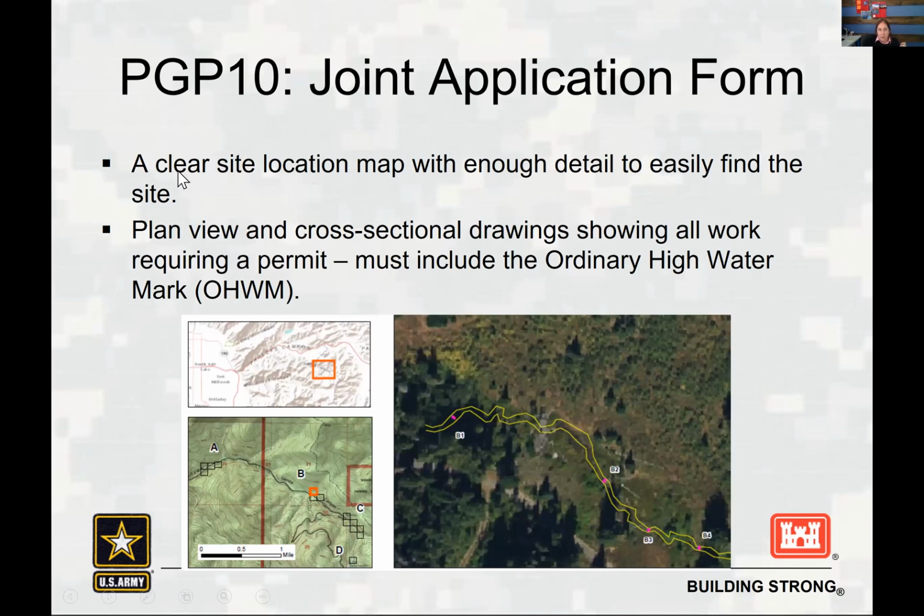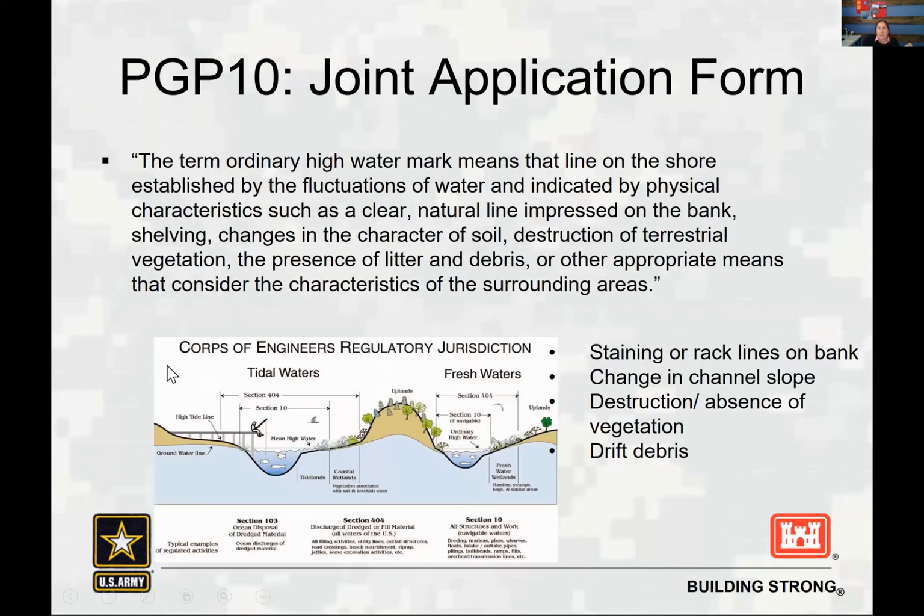So along with the application form, you should include a location map that clearly shows where you're doing the work, and a site plan and cross-sectional views that show the ordinary high water mark. Showing the ordinary high water mark is one of the really important things to show on the plans, because the ordinary high water mark is what determines the Corps' jurisdiction. Anything above the ordinary high water mark is not jurisdictional for the Corps. Anything below is jurisdictional. So here in this slide, you can basically see the Corps of Engineers regulatory jurisdiction.